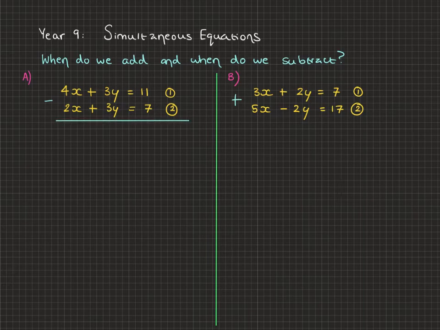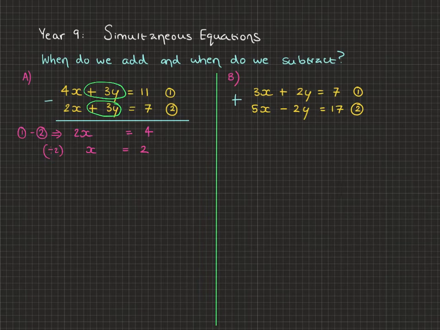Now, when we subtract, let's start with 4x take away 2x, that gives us 2x, and then because we have positive 3y and we're subtracting positive 3y, the y term is eliminated. So we're only left with x on the left-hand side, and on the right-hand side, 11 take away 7 gives us 4, and we're left with a simple equation, 2x equals 4, generated by doing equation 1 take away equation 2.